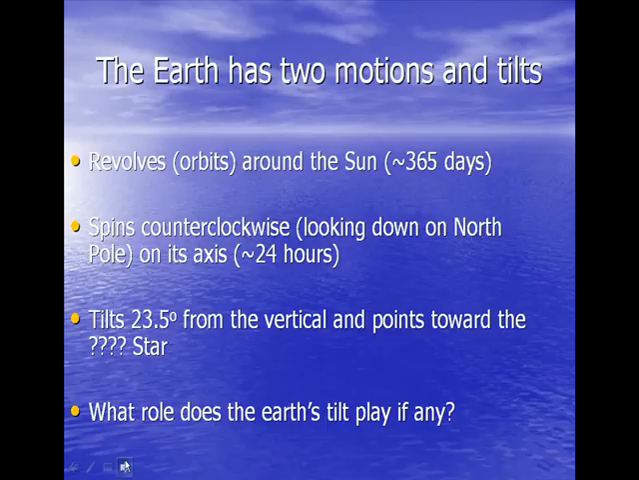It tilts at about 23.5 degrees from the vertical and points toward a star. At this time I cannot recall which star that is. What we're going to look at today is specifically this tilt, and see if it has any play in terms of our weather.